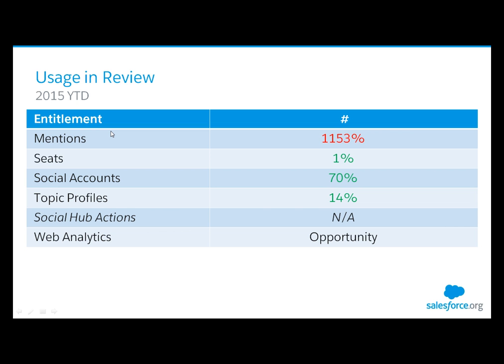Okay. So what I did first was I took a look at your Social Studio entitlements, your edition that you have. I can't see any data, but all I can see is the folded up usage, how you're using the product today. What I looked at was 2015 year to date. I put an asterisk there, and I'll talk to you about why. It covers your entitlements in all of the high-level key areas, and how you're doing.